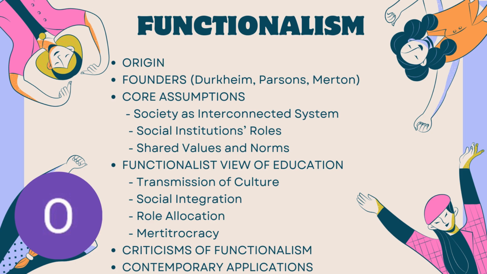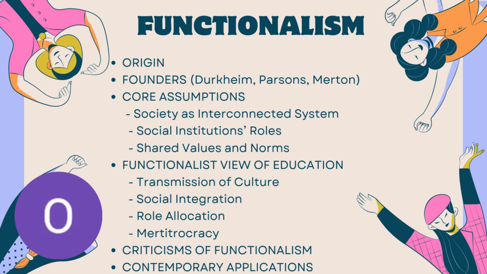Role allocation. Another key function of education is to allocate individuals into different roles and positions within the social hierarchy based on their abilities and achievements. Through tracking, testing, and credentialing, schools sort and select students into different educational and occupational paths, which in turn shape their future life chances and social status.